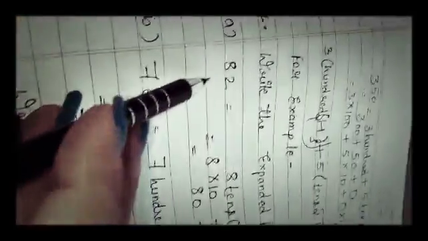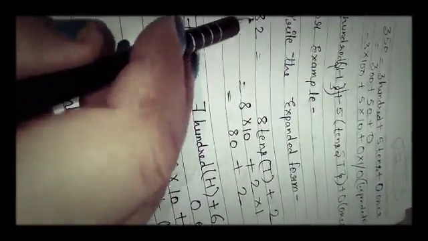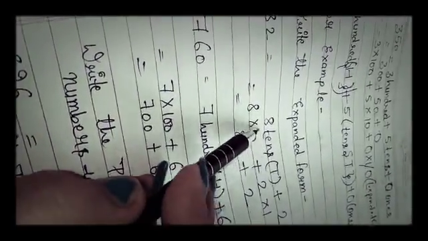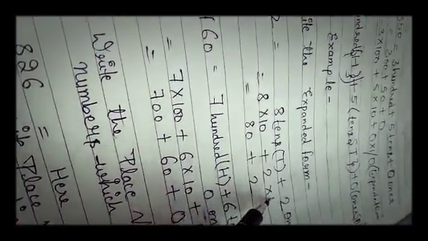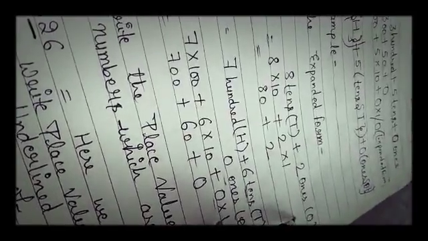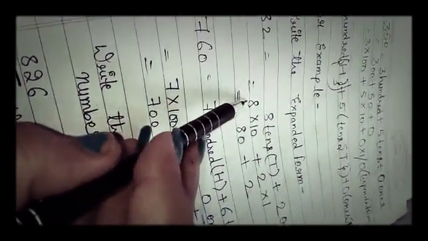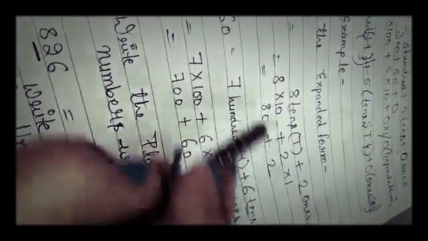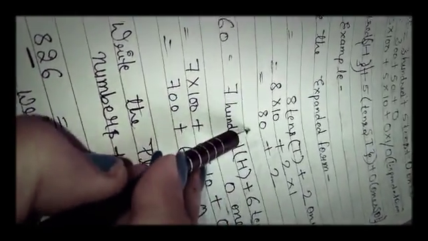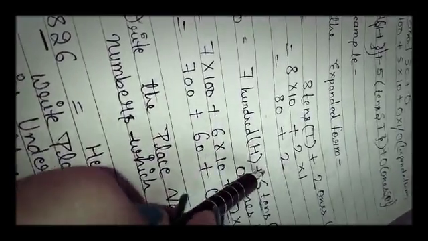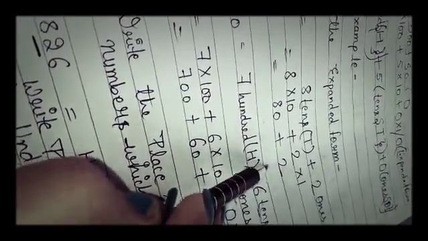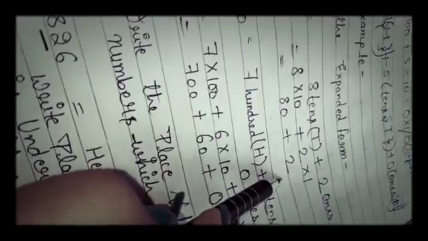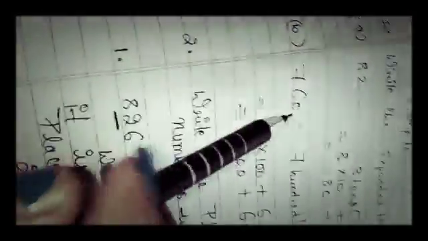For example, if you have to solve questions, like here is the number 82, a 2-digit number. So 8 tens T plus 2 ones O. So 8 into 10 plus 2 into 1 is equal to 80 and 2 into 1 is equal to 2. So 80 plus 2. This will be the expanded form of 82.